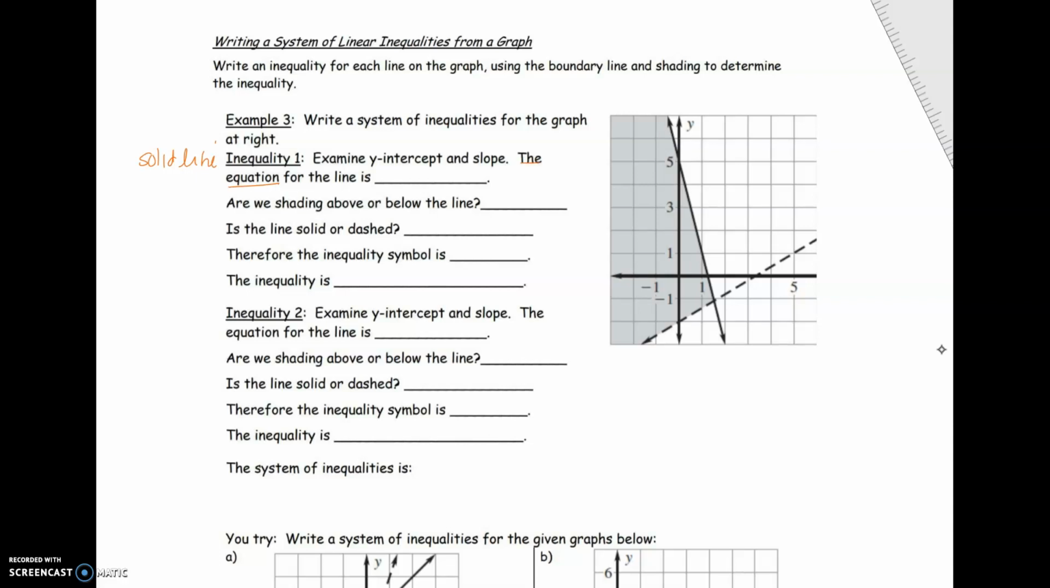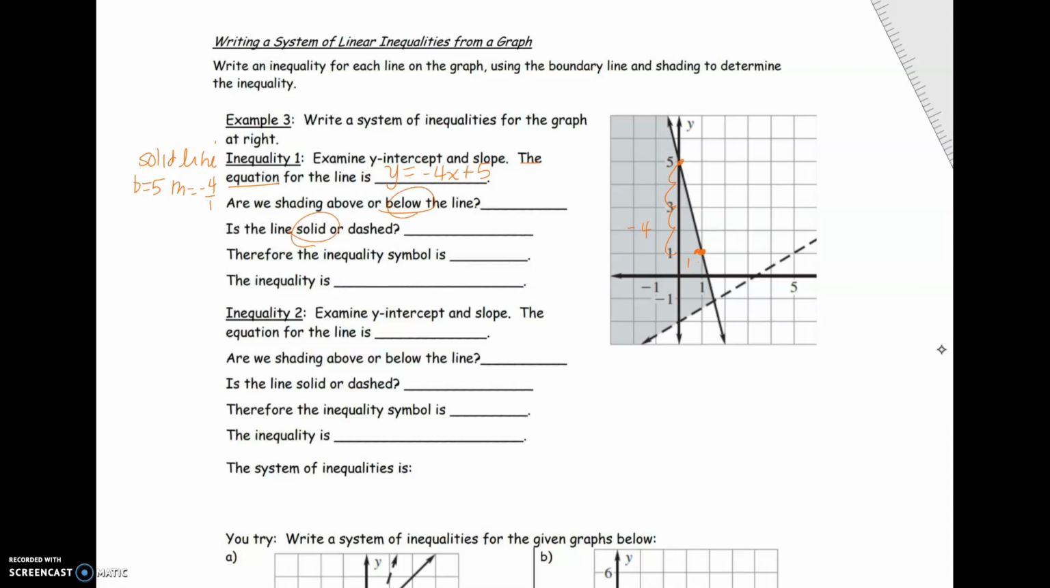So for the solid line, we know that b is equal to 5. And we know that it looks like it's hitting there also. So we're going down 1, 2, 3, 4. And we're going right 1. So our slope is negative 4 over 1. So if this was an equation, it would be y equals negative 4x plus 5. Are we shading above or are we shading below? Well, as I look at this where I'm shading, these values of y are getting smaller, so I'm shading below.